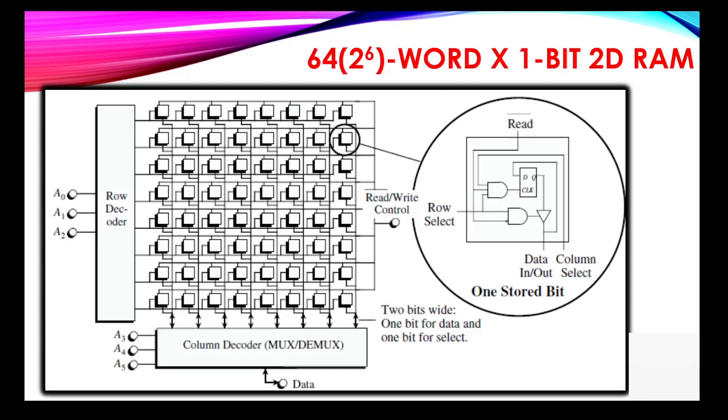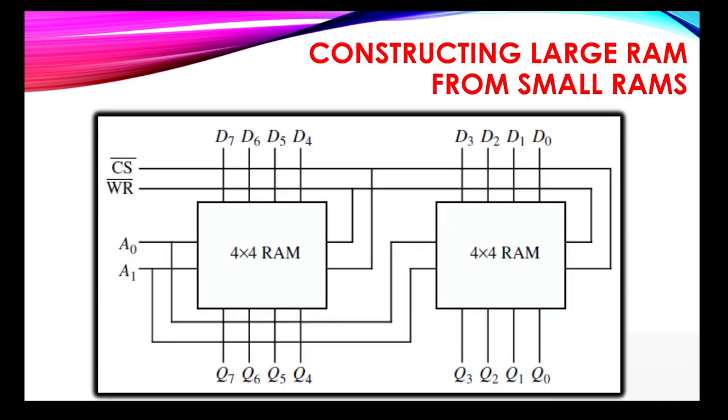So this is a 64-word by 1-bit DRAM. Here we have an array format in which 3 address lines A0, A1, A2 are connected to the row decoder, and A3, A4, A5 are connected to the column decoder, and one particular cell is selected. This is how it stores 1 bit of information, the array RAM we discussed earlier, and constructing large RAM from small RAMs.